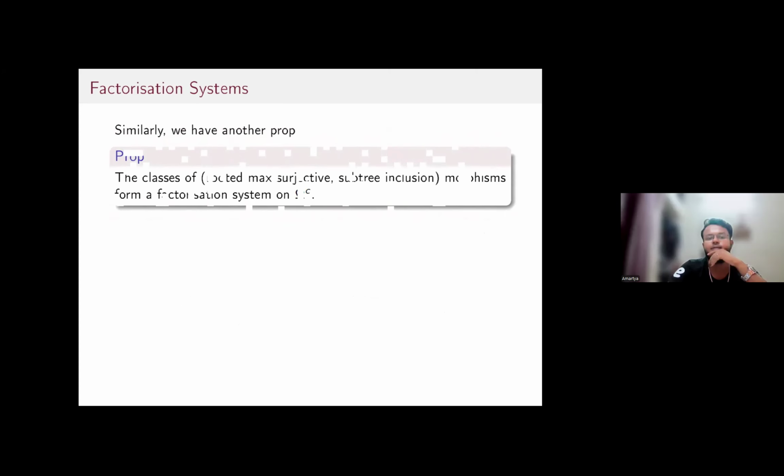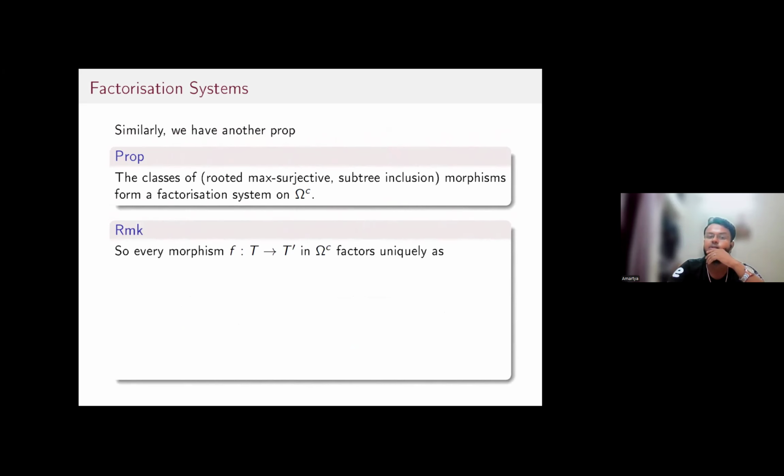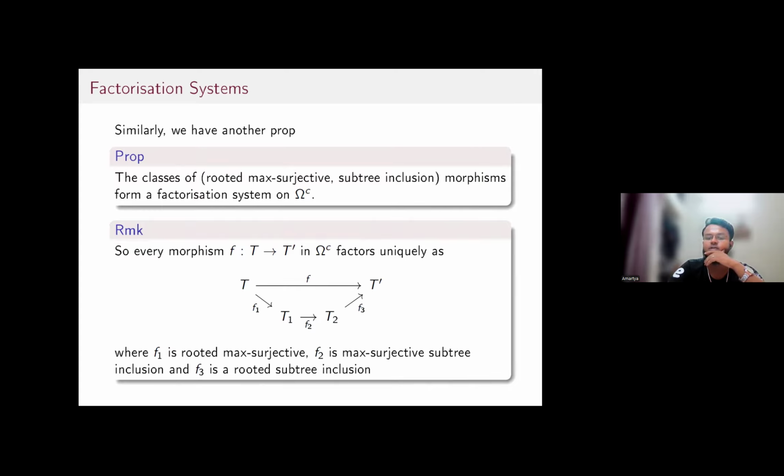Similarly, rooted max surjective maps and subtree inclusions form a factorization system. Therefore, if you take any morphism in sigma C, you have this unique factorization. F1 is a rooted max surjective, F2 is max surjective, and F3 is a rooted subtree inclusion.